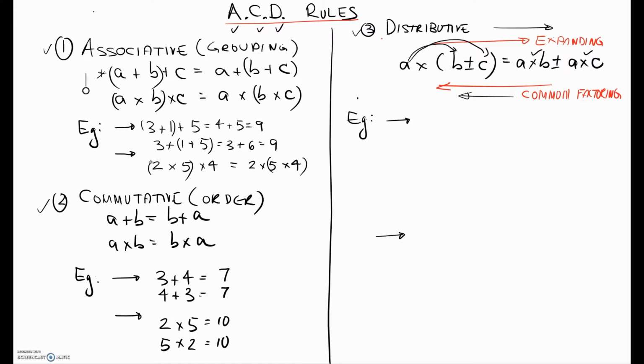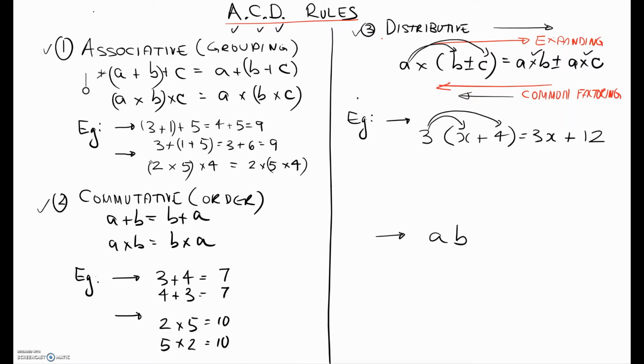Let's give two examples, one of expanding, one of common factoring. If I have 3 into x plus 4, I'm suggesting the answer is going to be 3 times x plus 3 times 4. So it's going to be 3 times x, and 3 times 4, it's 12. That's my answer.